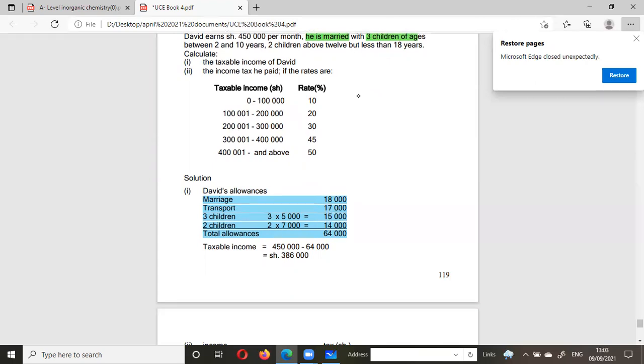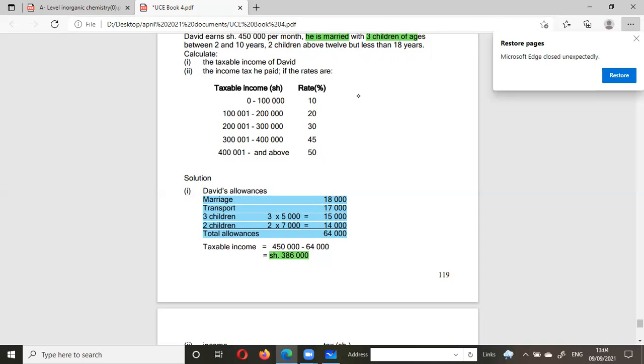Therefore, taxable income is equal to the monthly income minus the allowances per month, because everything here is per month. So we get 450,000 minus 64,000, giving us 386,000. This is what the government will charge.